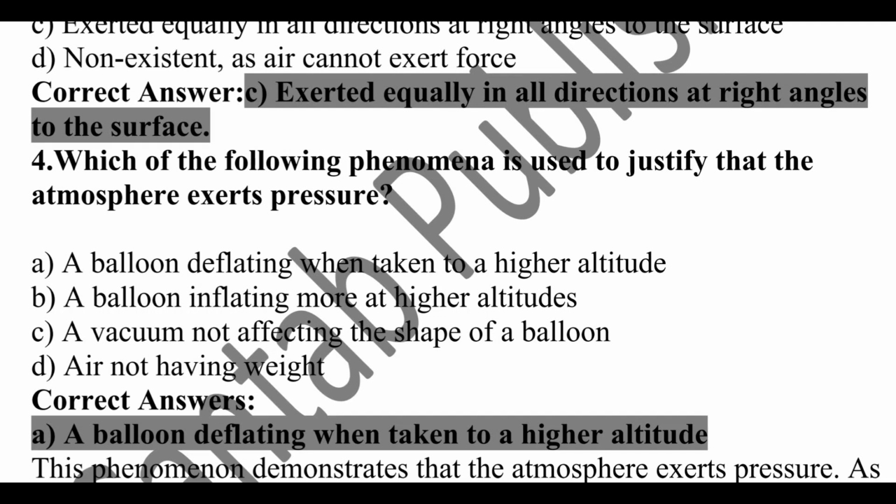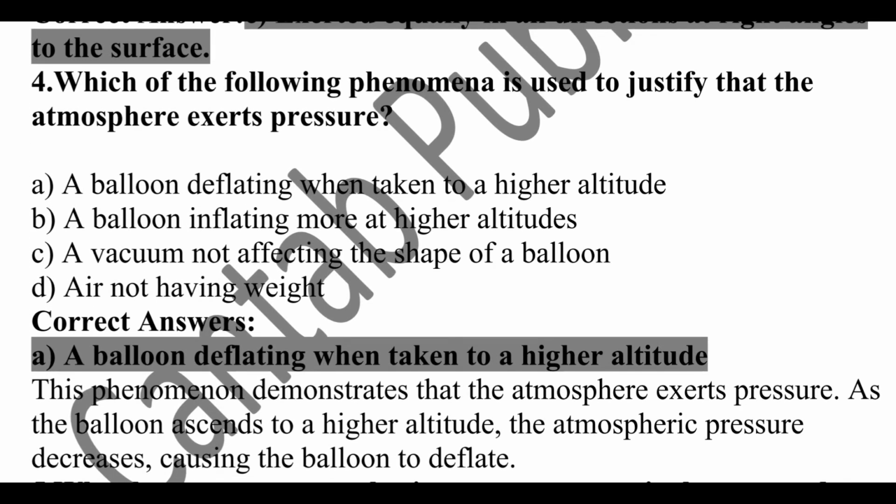Question number 4. Which of the following phenomena is used to justify that the atmosphere exerts pressure? Option A, a balloon deflating when taken to a higher altitude. Option B, a balloon inflating more at higher altitudes. Option C, a vacuum not affecting the shape of a balloon. Option D, air not having weight.